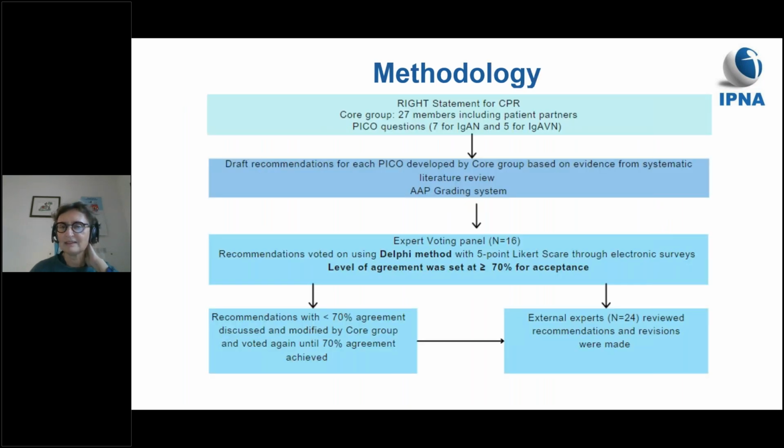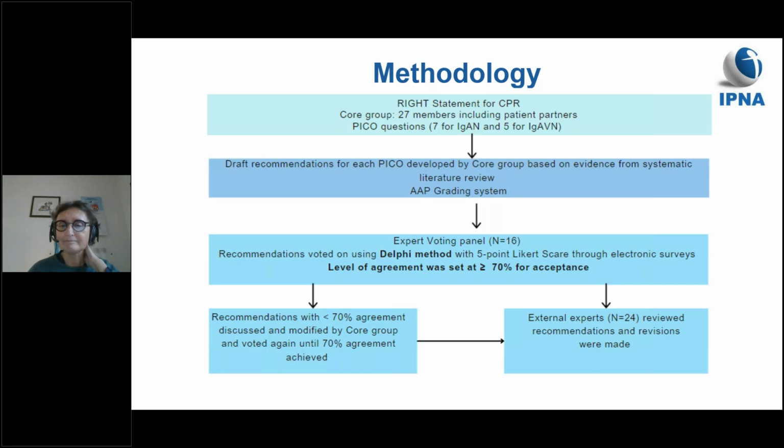The methodology was, as it always is, following the guidelines that are the same for all IPNA clinical practice recommendation papers. We start with a right statement. We assemble the core group with 27 members. Within this group, we have also patient representatives. We had mostly pediatric nephrologists, but we also had a couple of adult nephrologists. We had pathologists, given the importance of kidney biopsy in this condition. We had two pediatric rheumatologists for support for the IgA vasculitis.